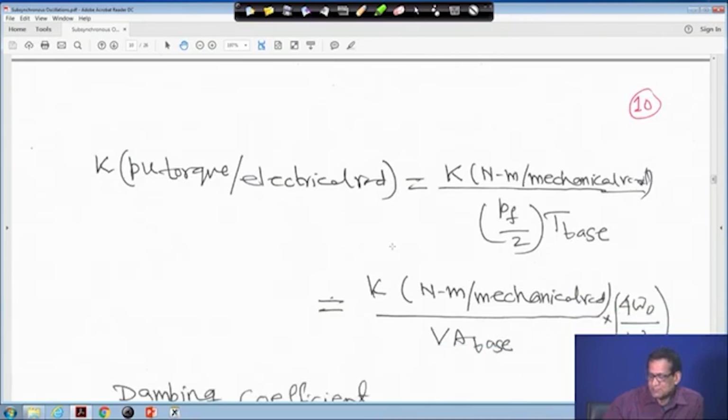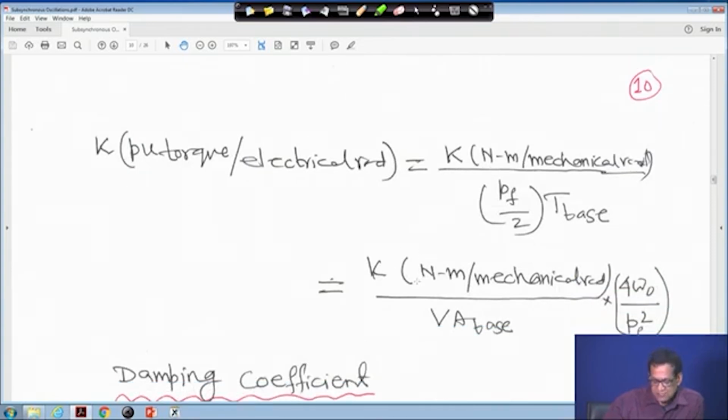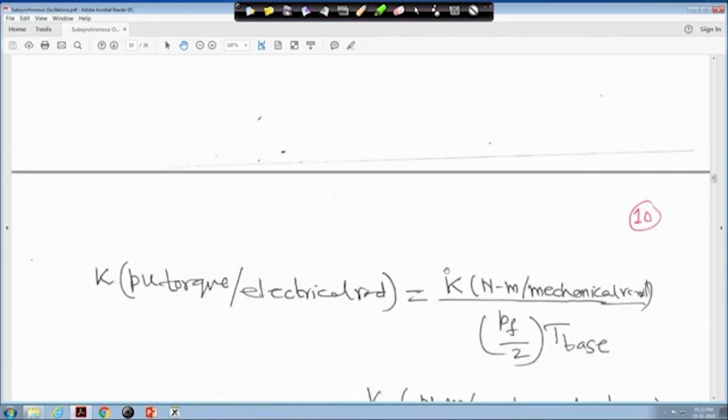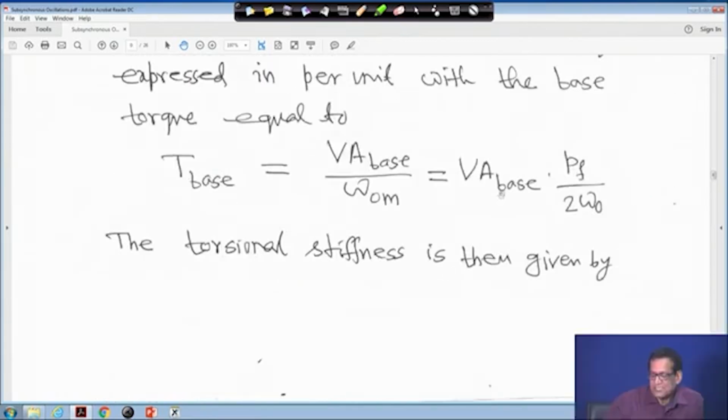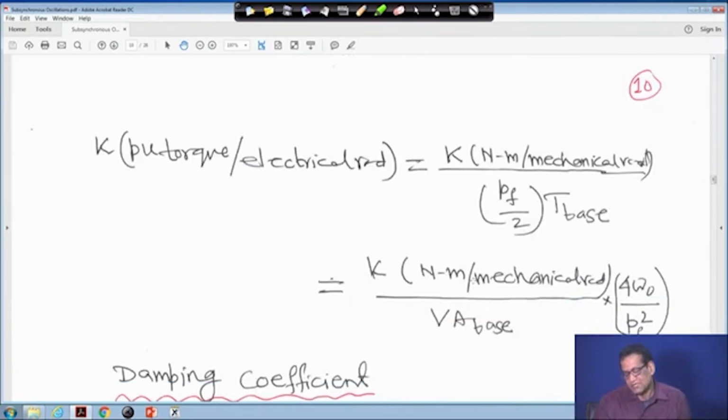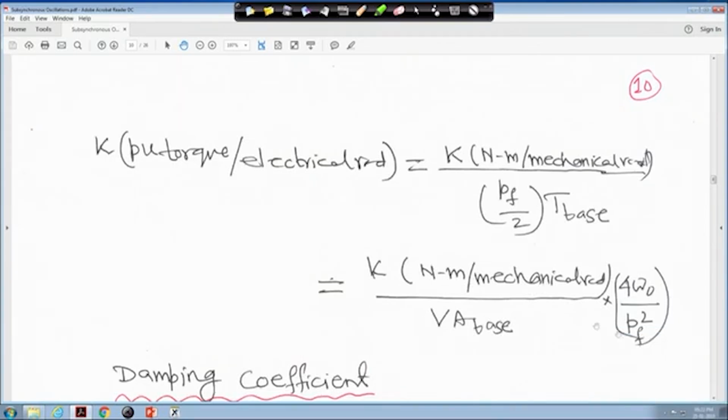If we substitute the torque base expression, this becomes K in Newton meter per mechanical radian, with the units written in brackets for easy understanding, and then you replace T base by the expression we got earlier. If you do so, it becomes K Newton meter per mechanical radian divided by VA base into 4 omega 0 upon Pf square. So, this is the expression for K.